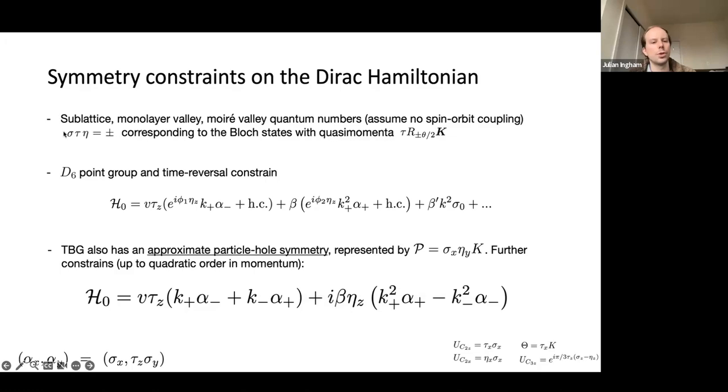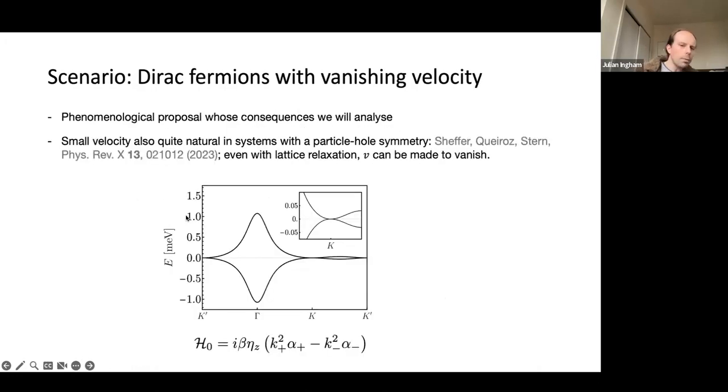Yeah, and this is what we use to write down the most general symmetry allowed Hamiltonian. So I would say there are two key ideas in this talk, and the first is on this slide. The basic proposal is that the velocity is tuned to be small, so we can throw away the leading term in this effective Hamiltonian and take the dispersion to be quadratic at leading order, giving us this Hamiltonian at the bottom.